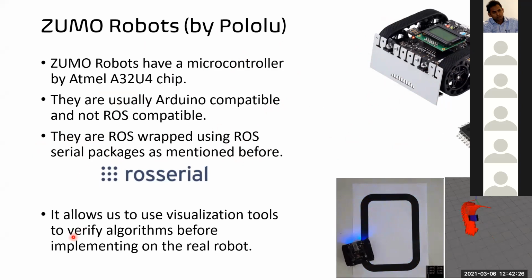And one cool feature is that it allows us to use visualization tools to verify algorithms before implementing on the real robot. So in this small video, you can see the robot doing a small line following operation, and here in RViz, you can visualize that. So even in the absence of the real robot, you can check how your autonomous or custom algorithms behave in this ROS environment. So that pretty much summarizes everything.